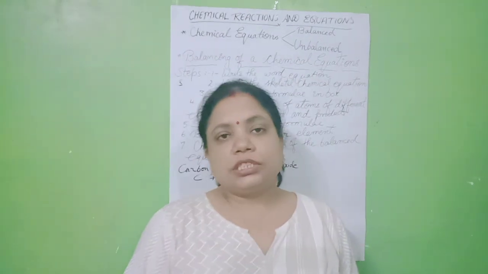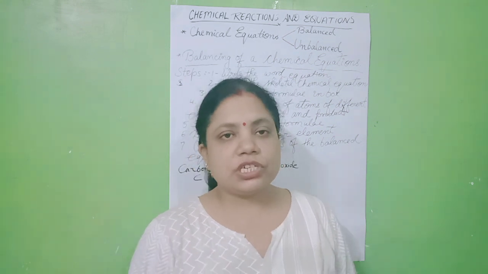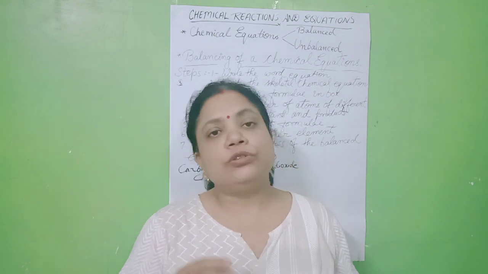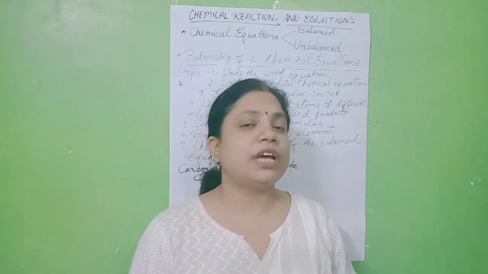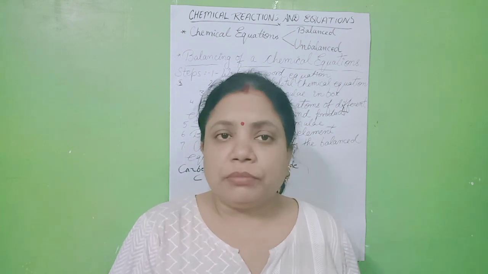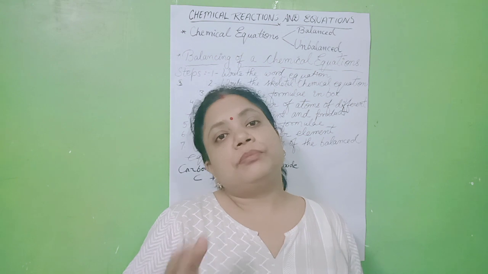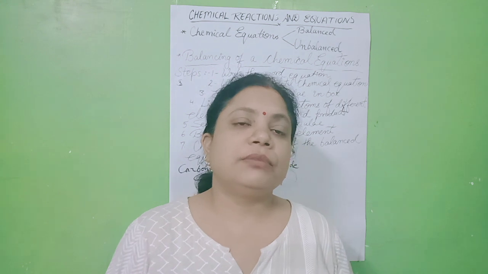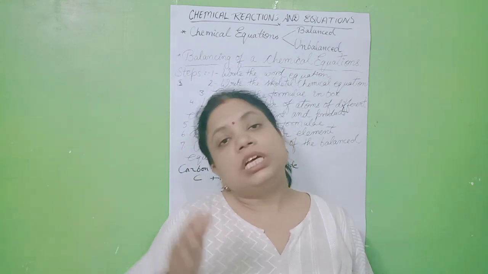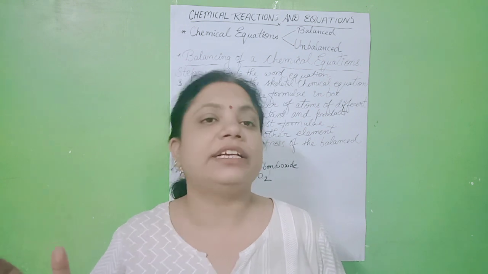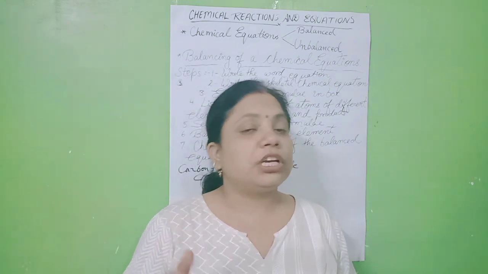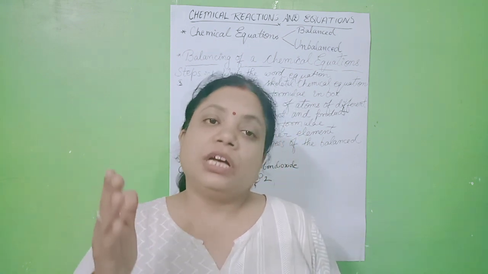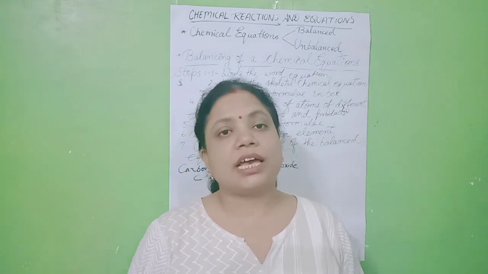Now chemical equations, students, can be a balanced chemical equation or an unbalanced chemical equation. A balanced chemical equation means those equations where the number of atoms of given elements of reactants is equal to the number of atoms of elements in products. That means the left hand side number of atoms should be equal to the number of atoms present in the right hand side. So this is a balanced chemical equation where the number of atoms in reactants should be equal to the number of atoms in products. That is a balanced chemical equation.